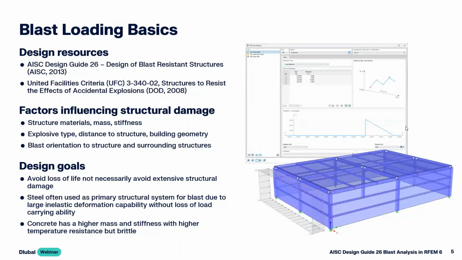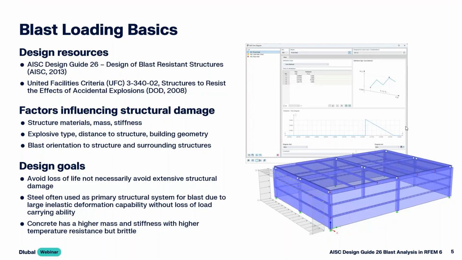So let's talk a little more about factors that influence structural damage with rare blast loading. The structure materials, mass, and stiffness are all certainly going to influence this. But we also want to look at the explosive type. How close is the distance to the structure? Obviously, if the explosion is closer, we're going to see more localized and global structural damage than if the explosion is further away. The building geometry will also play an influence, and then the blast orientation to the structure.